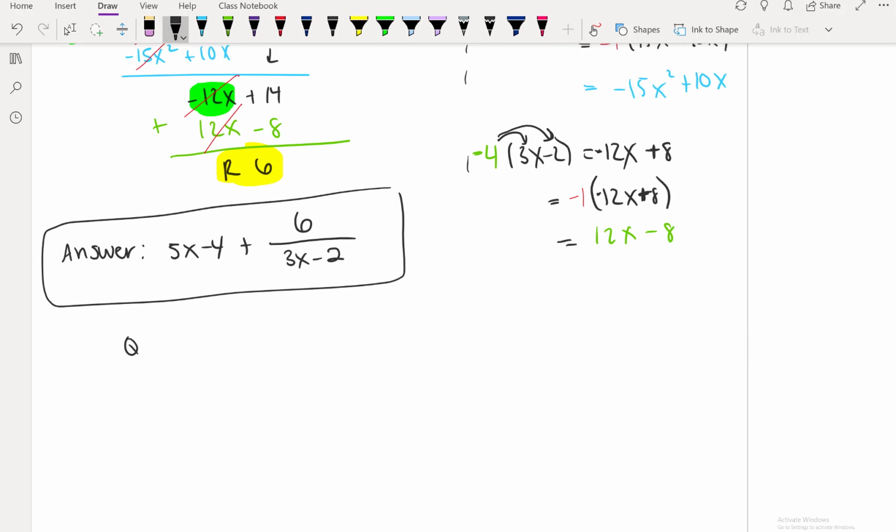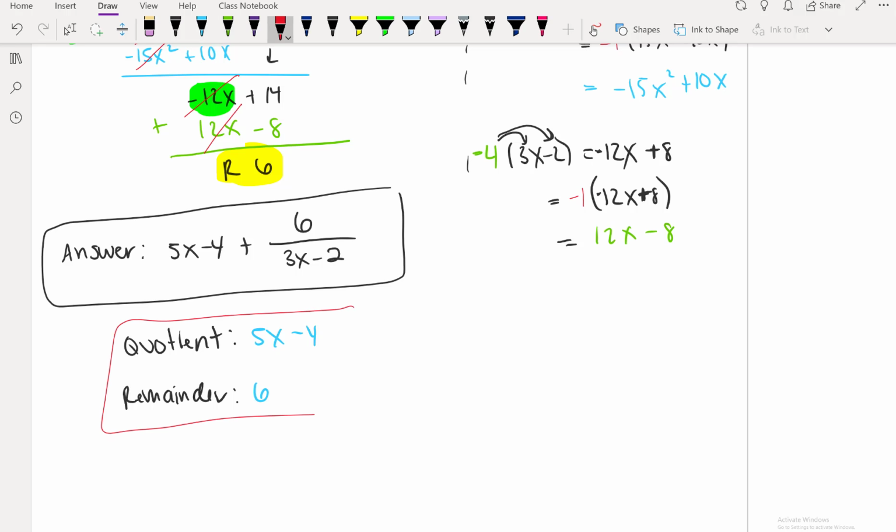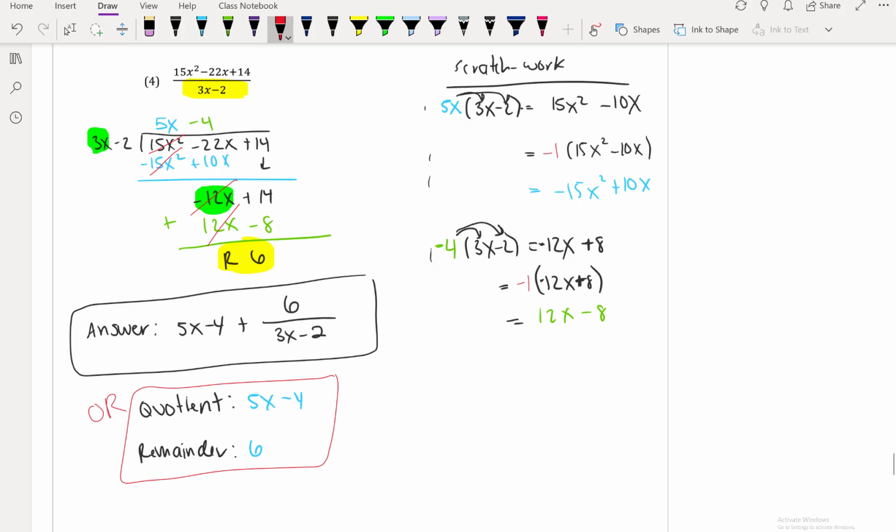Or you can just say the quotient is 5x minus 4, and the remainder that you found it to be equal to 6. So those are two different ways to express the exact same answer for this problem. So my answer, you say the quotient is 5x minus 4. The remainder is 6.